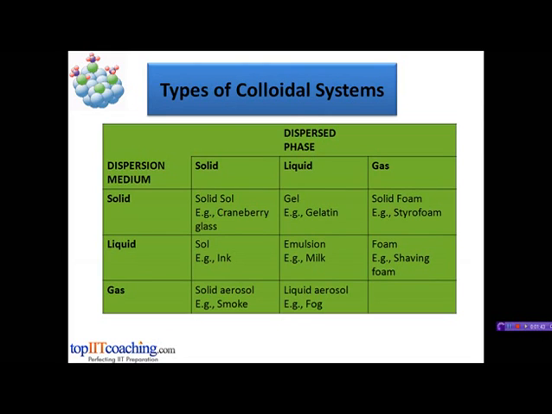Now, if the dispersant medium is gas and the dispersed phase is solid, the colloidal system is known as solid aerosol. For example, smoke, in which solid particles are dispersed in gaseous medium. And if the dispersed phase is liquid and the dispersant medium is gas, the colloidal system is known as liquid aerosol. For example, fog. Two gases are always completely miscible in all proportions, therefore they do not form a colloidal system, they form a true solution.